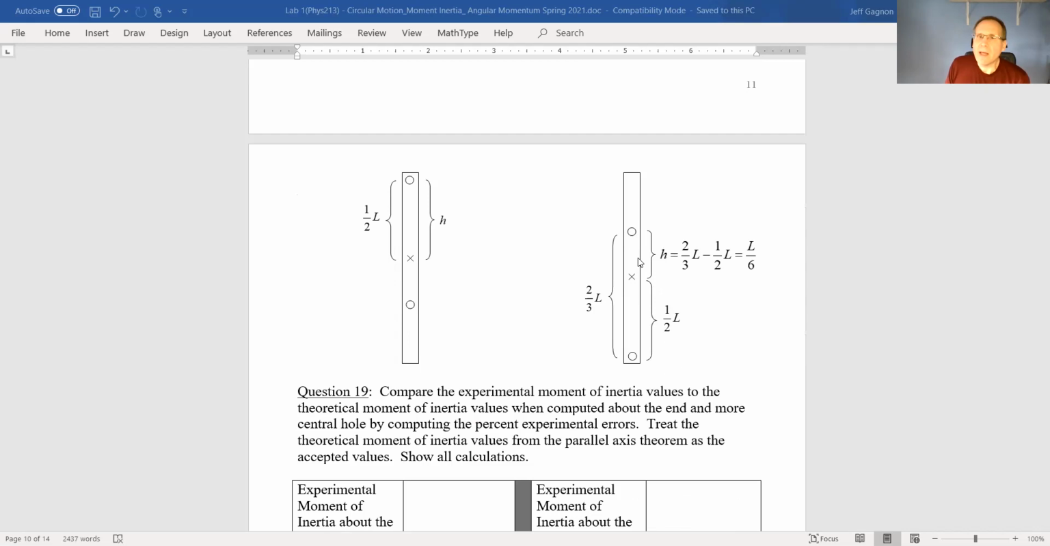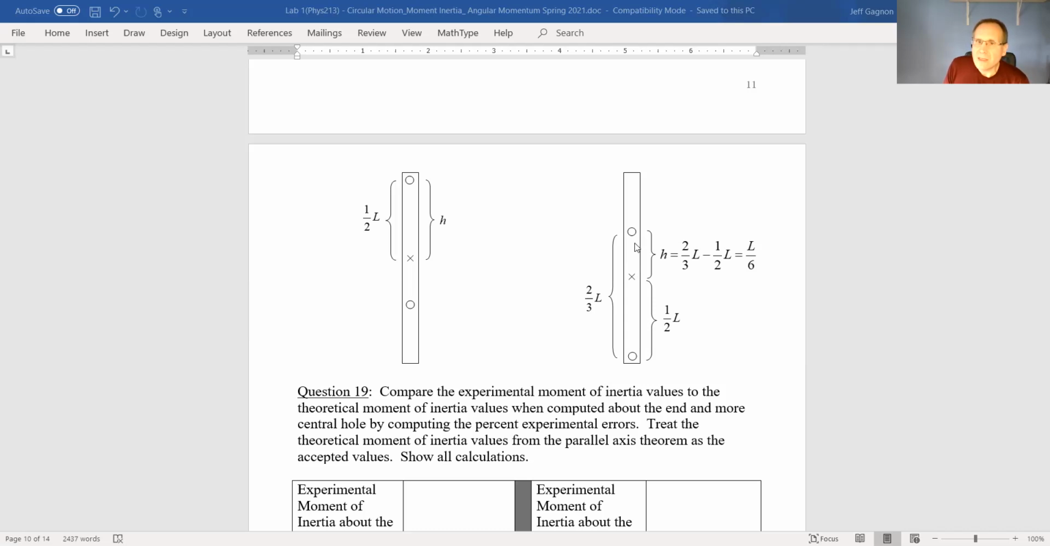So how do we find that? Well, you're told that the distance of that central hole from this end is 2/3 the length of the aluminum rod. So this is 2/3 L, 2/3 capital L. We know that the distance from the center of mass to this end is half of capital L, right? The length of the aluminum stick.